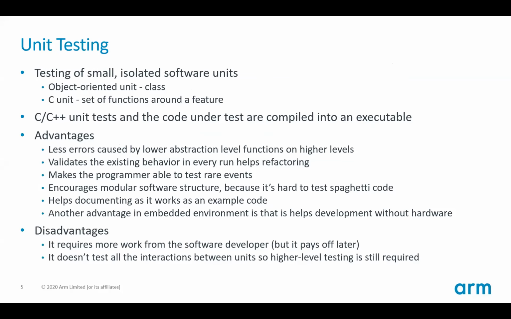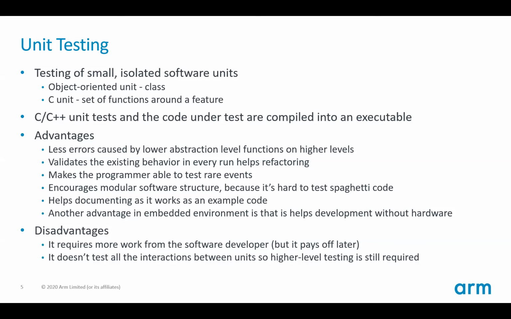So a little more on unit testing. It's the testing of small isolated software units. In object-oriented languages the unit is a class, and in C a unit would be a set of functions around a feature. So C and C++ unit tests and the code under test are compiled into an executable. Some of the advantages of unit testing are that there are fewer errors caused by the lower abstraction level, and it validates the existing behavior in every run, which helps with refactoring.